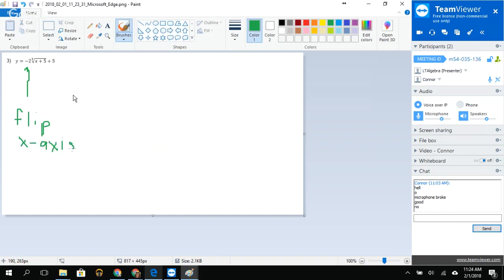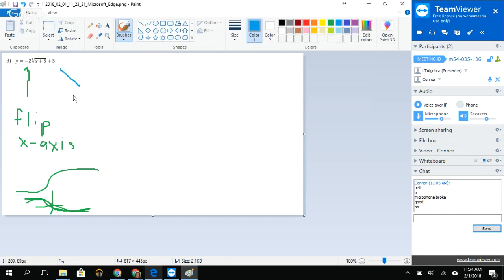So if it's a cube root function and it usually looks like this, it's going to look like this now. Very high-tech drawing, okay? It's going to look like that now. And that's because of my negative sign. I know that's true, right?